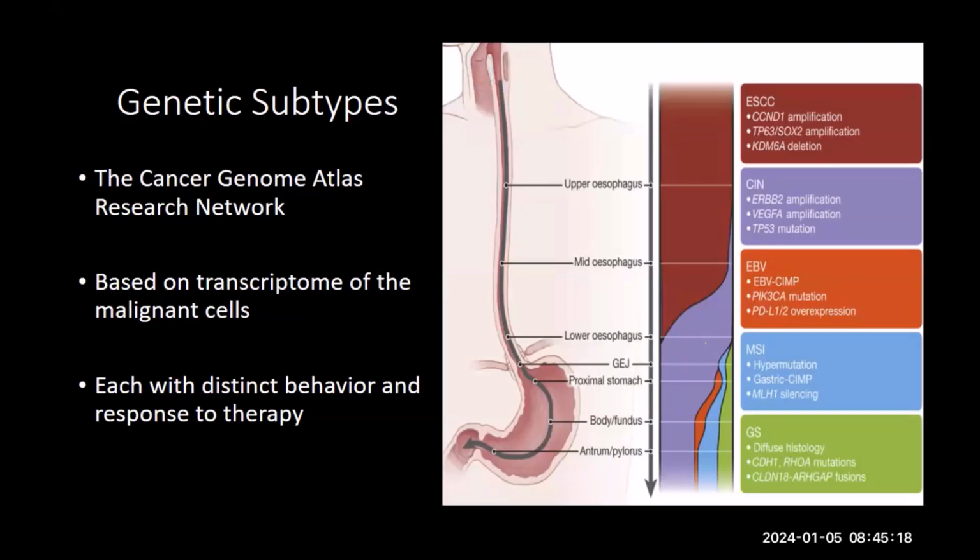This was a mutation that was more commonly seen in the Vietnamese population. We don't have any Indian data based on this. The remaining 4 types, as you can see, are CIN, that is chromosomal instability, EBV, which is Epstein-Barr virus related, MSI, which is microsatellite instability, and GS, which is genomically stable. These are seen more towards the lower end of the esophagus, and they share a lot of genetic profile with the stomach carcinomas. Each of these is shown to have a different distinct behavior and a different response to therapy.